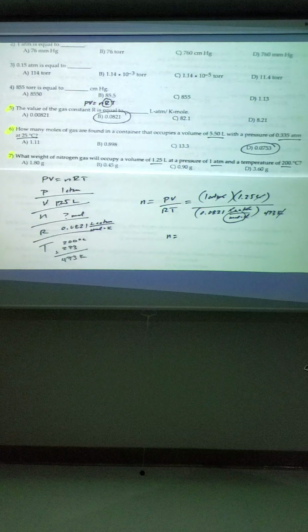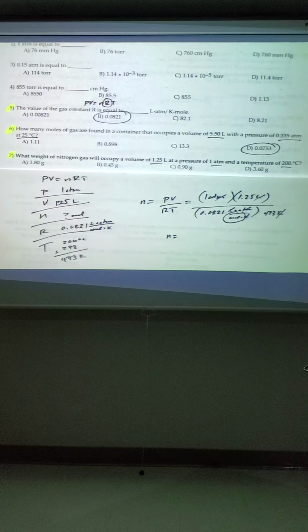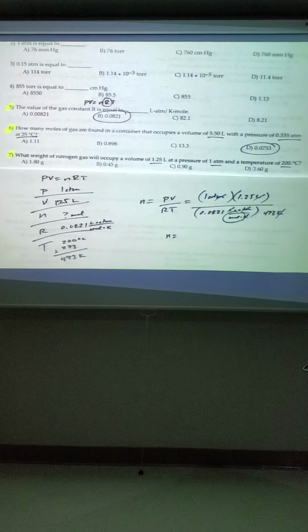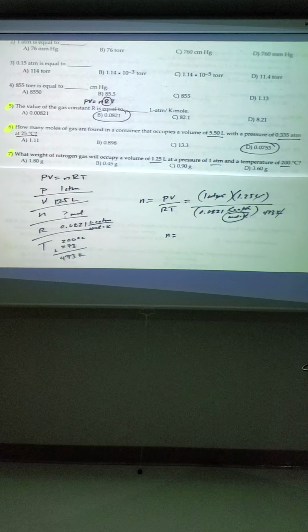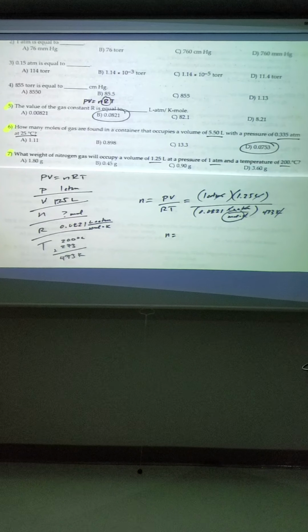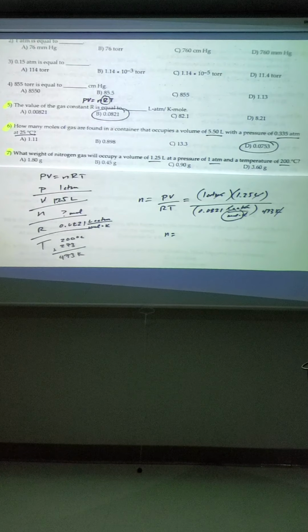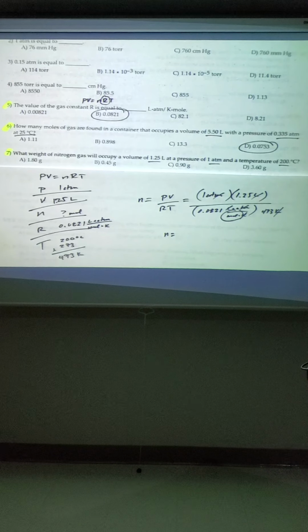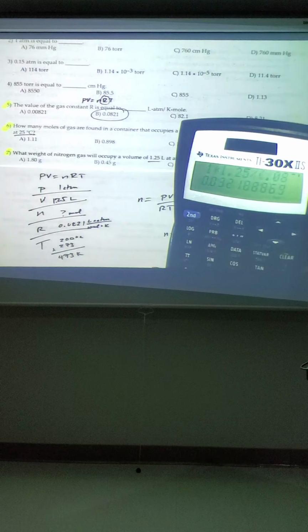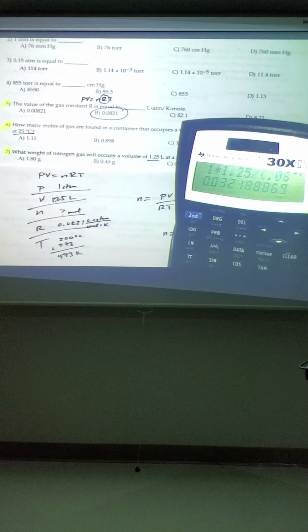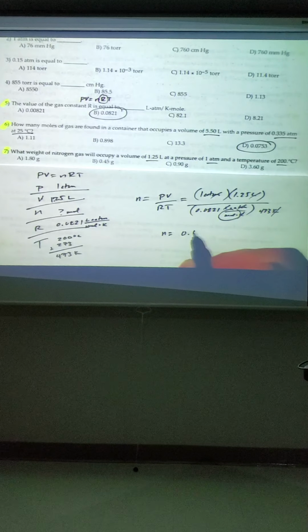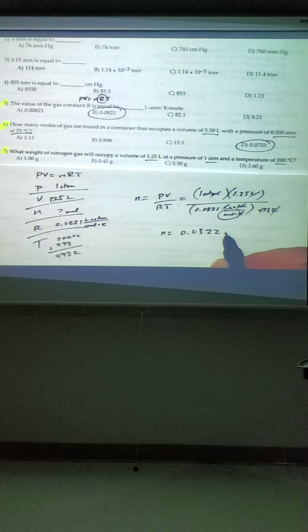So this is not the answer, it's step 1 of the answer. So we have 1 times 1.25 divided by open parentheses 0.0821 times 473, close parentheses. Don't get too excited, this is moles, this is not mass. So 0.0322 moles.